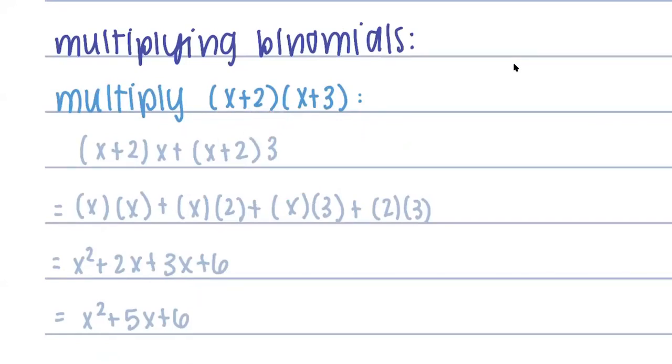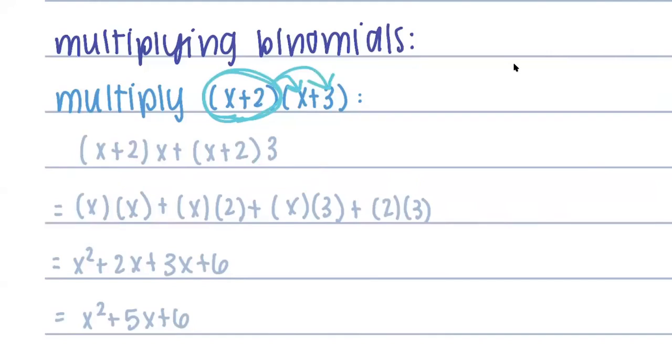So what we're going to do is have x plus 2 times this x from here. And then we're going to have x plus 2, because we're distributing the entire x plus 2 parentheses, times this 3. So think of it as this is a first term, and then these are separate. So you're doing this times this and this times this. Okay, so that's what this is.